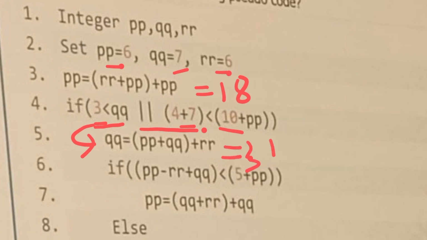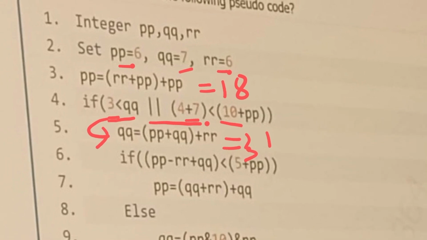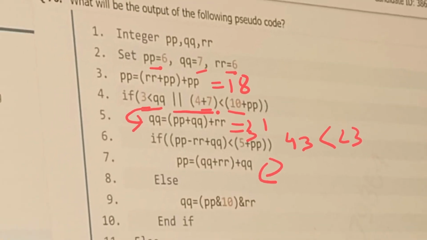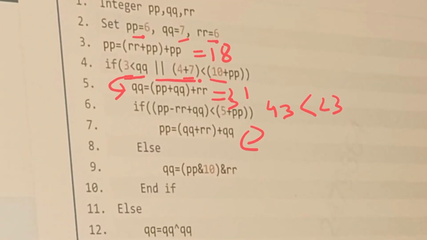And again we are checking the if condition. p minus r plus q: p is 18, r is 6, so 18 minus 6 is 12, plus q, which is 31. 12 plus 31 is 43. So 43 less than 5 plus p, and 5 plus p means 23. So the condition is false. We don't have to go inside the if block, so we directly jump to the else block so that we reduce our time.